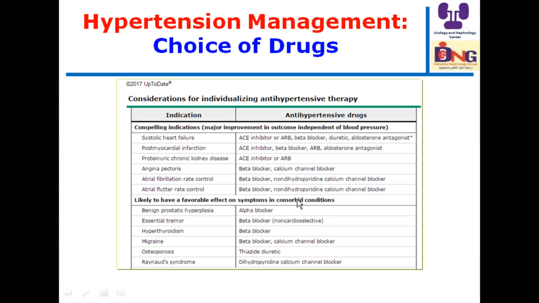Likely to have a favorable effect on symptoms in comorbid conditions: benign prostatic hyperplasia, alpha blocker may help. Essential tremor, beta blocker may help. Hyperthyroidism, beta blocker may help. Migraine, beta blocker may help.